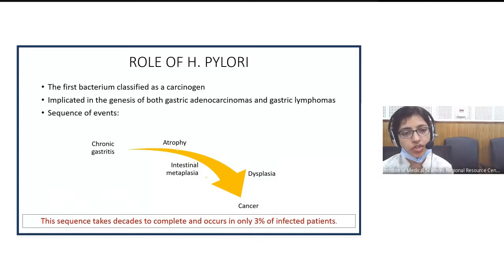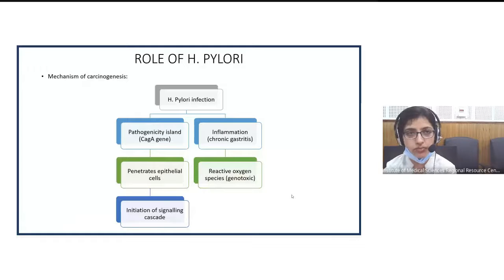So when there is chronic gastritis, there is loss of gastric glands, the epithelium undergoes atrophy, and it is replaced by an intestinal type of epithelium, which is called intestinal metaplasia. That is, metaplasia is the conversion or transformation of one differentiated mature epithelium into another. So the gastric epithelium is replaced by intestinal epithelium. Once this happens, further mutations occur, then dysplasia, and subsequently cancer. Now, this sequence of events takes almost decades to complete, and it occurs in only 3% of the infected patients.